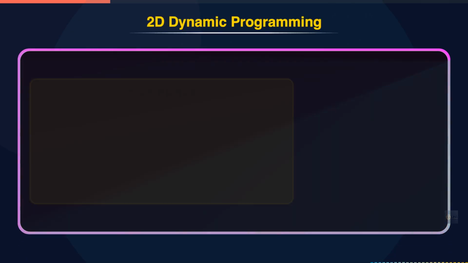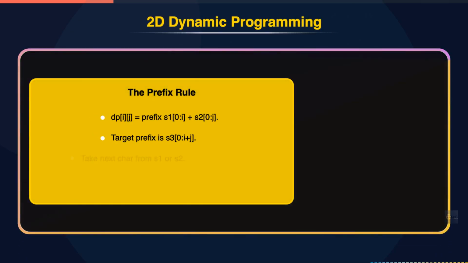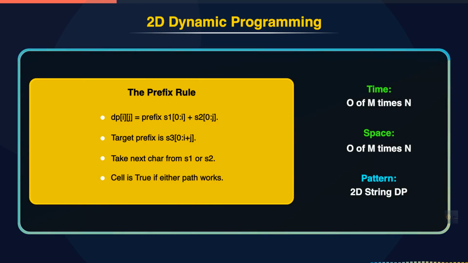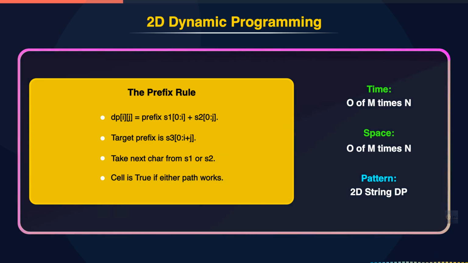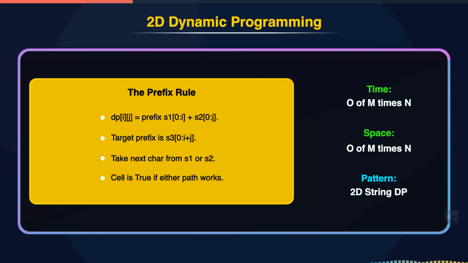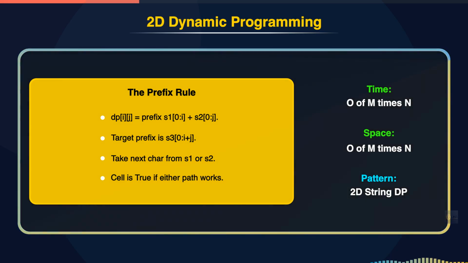Let us dive into the algorithmic strategy. We use a two-dimensional dynamic programming table. Cell DP at row I and column J answers one question: can the first I characters of S1 and the first J characters of S2 build the first I plus J characters of S3? We start with DP at 0, 0 equal to true because empty plus empty gives empty. Then we fill the table row by row.